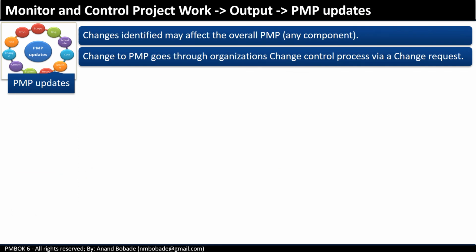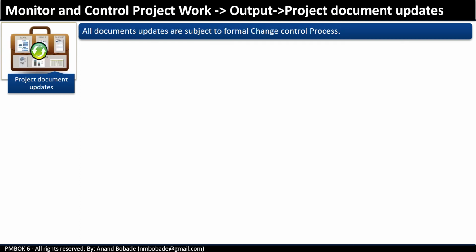Project management plan update. Changes identified during the monitor and control project work process may affect the overall project management plan. Changes to the PMP go through the organization's change control process. Project document updates. All document updates are subject to the formal change control process.